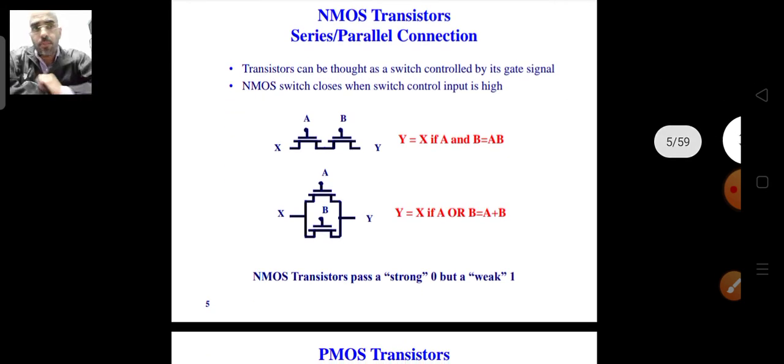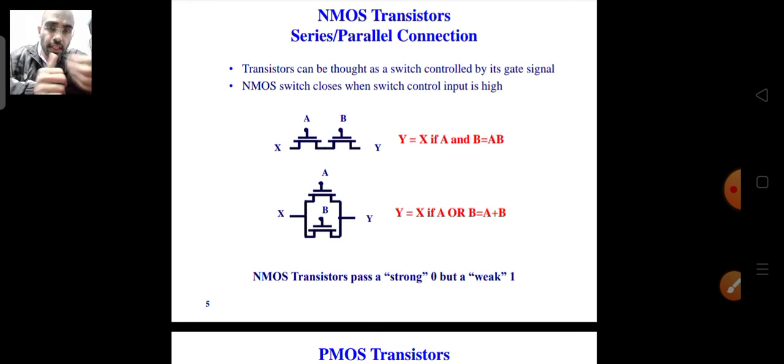Now when we have to make combinational circuits, we have to use series and parallel combinations of NMOSs and PMOSs. It's not just a single NMOS which can be used in the pull-down network, and not only a single PMOS in the pull-up network. We are actually going to use a combination, which can be a series combination or a parallel combination. So suppose we connect two NMOSs in series, then what happens?